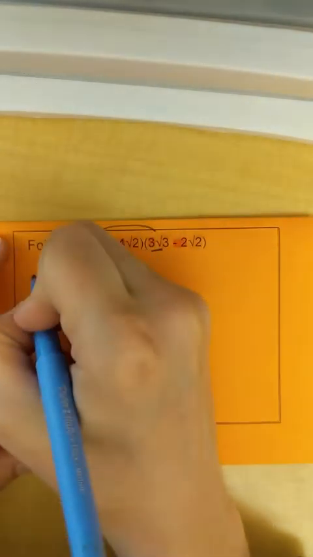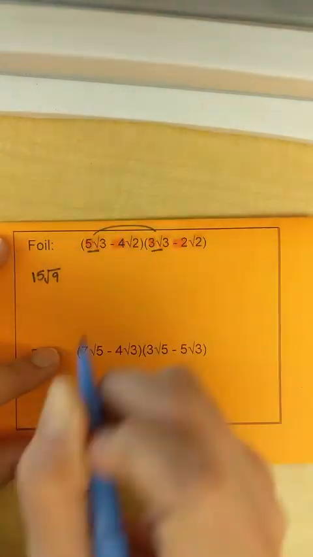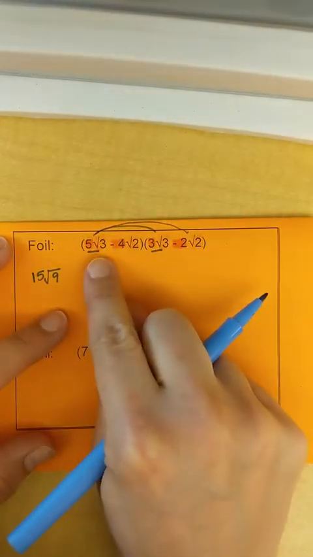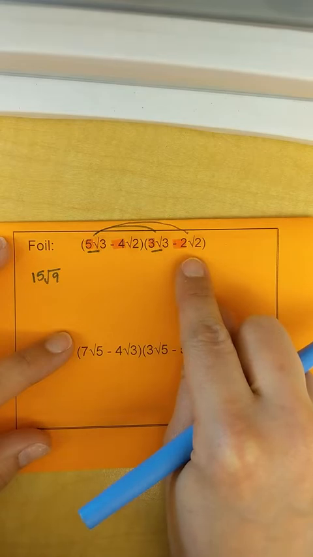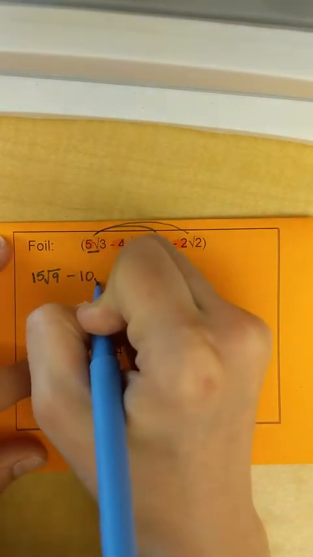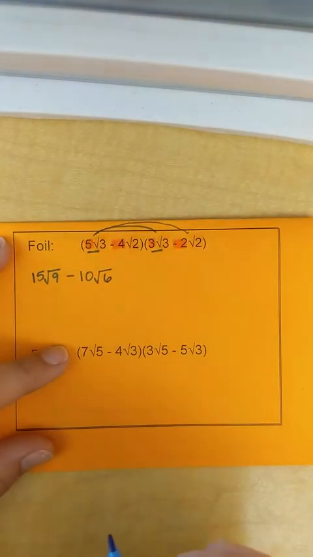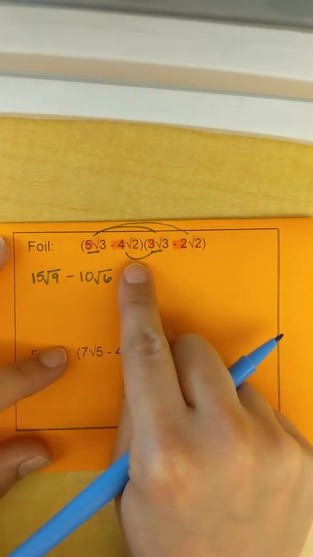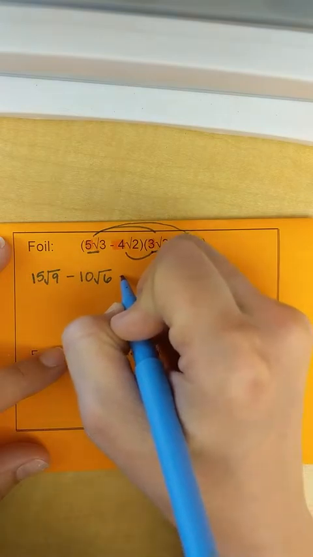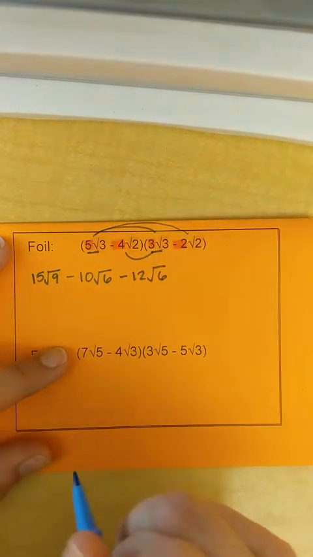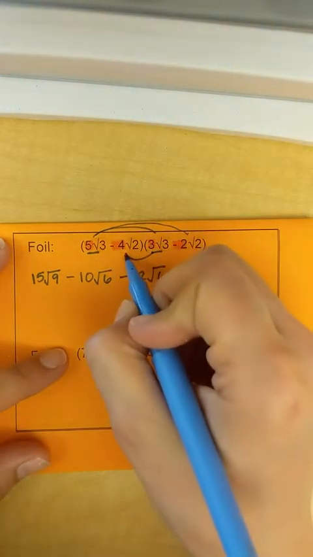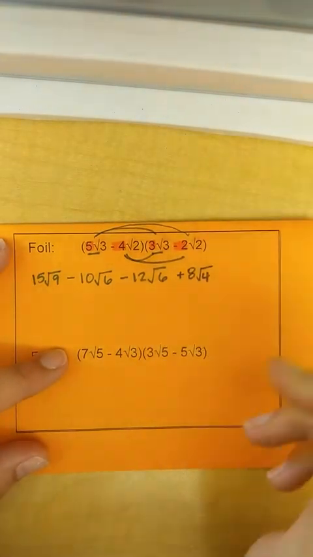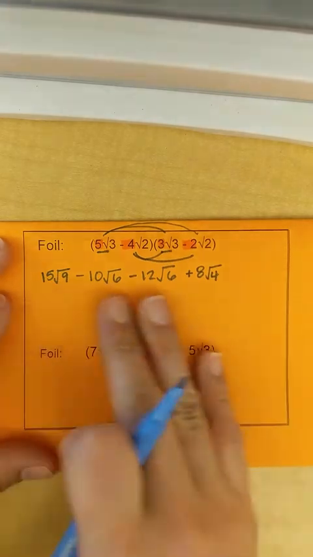So I get 15 square root 9. Now I do my outers. 5 root 3 times negative 2 root 2 is negative 10 root 6. Now I do my inners. Negative 4 root 2 times 3 root 3 is negative 12 root 6. And then negative 4 root 2, my last, times negative 2 root 2 is plus 8 square root 4. So that initial step is perfect.